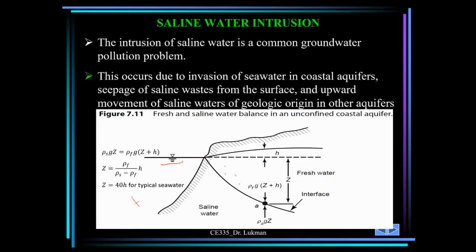Okay, this is the fresh water and this is the saline water and this is the interface. If we consider point A lying on this interface, what are the pressures acting? On top, you have the pressure due to the pure fresh water, rho F g, the height acting Z plus H. H is the height of the water table above the sea level. Okay, that is H. And then below it, you have just rho S g.